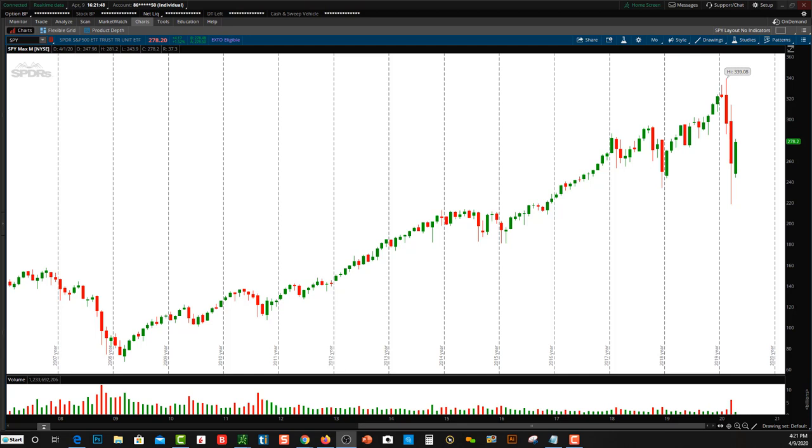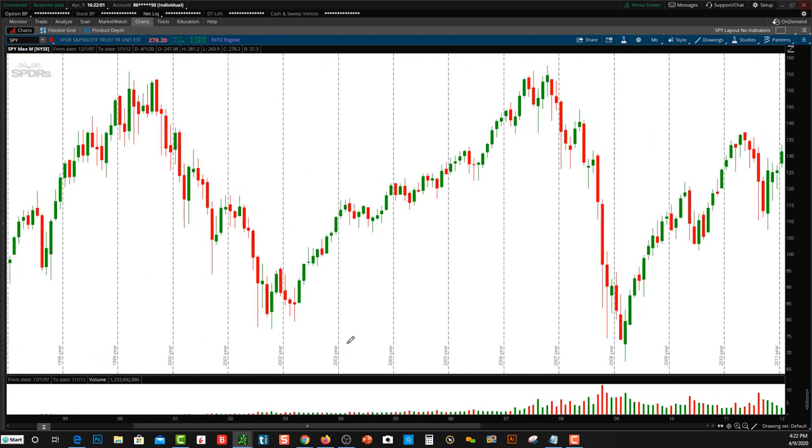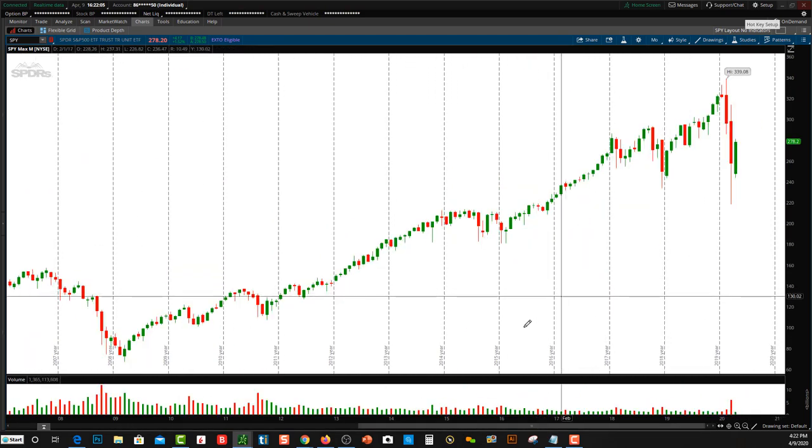So, that being said, I'm not going to go in depth on all the different patterns. We're going to talk basically just about support resistance levels and trend lines, right? So let's go back here on the SPY, and let's see if I can zoom out a little bit here.